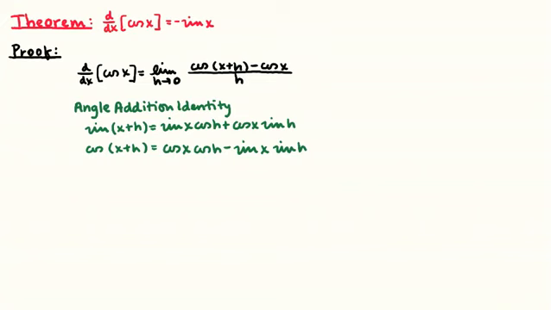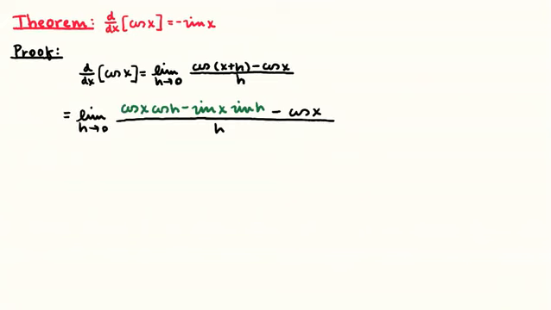Now this time I'm only going to be interested in cosine of x plus h. And I think I'm going to be a little smarter. I'm going to just take what I already wrote and put that into the fraction. So I'm going to get rid of cosine of x plus h, and take what cosine of x plus h equals and put it into that limit.